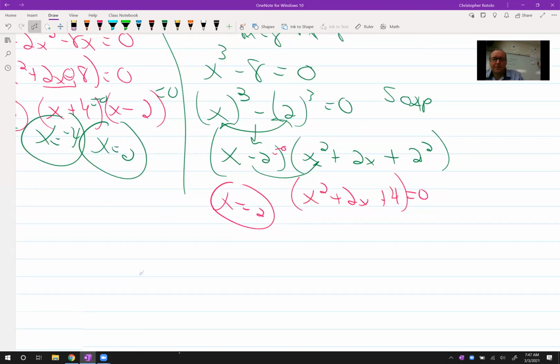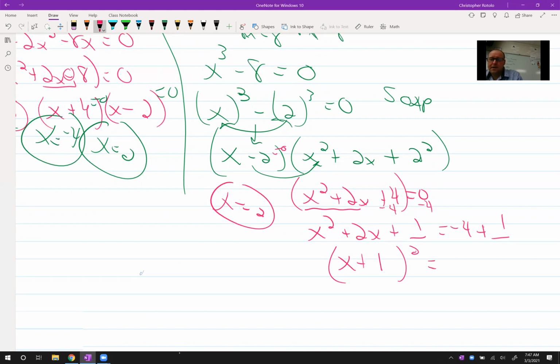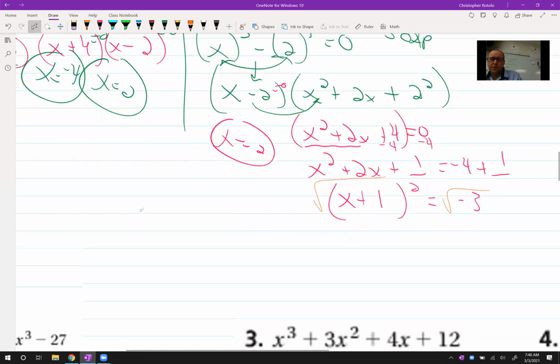Yeah. So what I'm going to do is review complete the square. And what that means is I need this x squared and x together. So I'm going to subtract the 4 to get rid of that guy. So we work down and then back up. So what's half of 2? So that's positive 1. 1 squared is 1. And that means it adds up to negative 3. Then we're going to bring in the old square root.